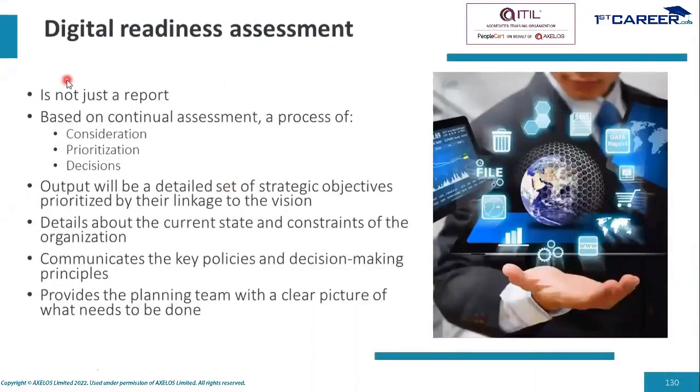So the readiness assessment is not just a report. It is continual because of the faster digital strategy cycles. It should consider and also prioritize the key things from the assessment and make decisions also. And the output here will be a detailed set of strategic objectives, a list of initiatives, prioritized by their linkage to the vision. So what is the current state and the constraints of the organization?